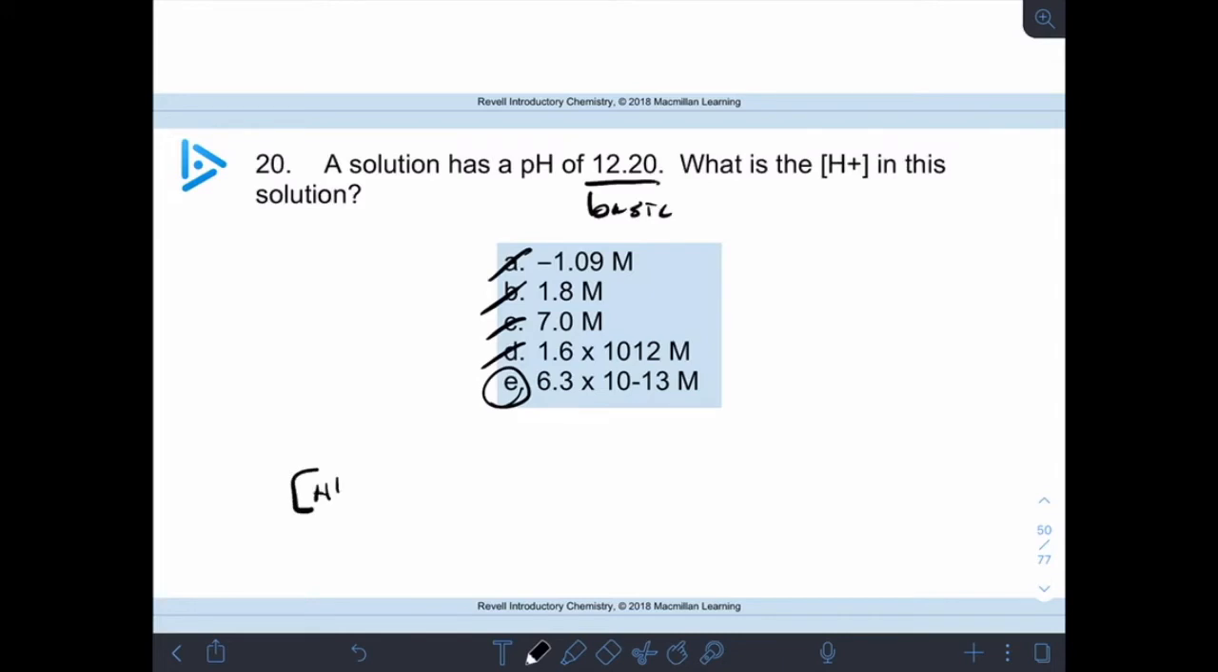So in order to find the H plus, it is 10 to the negative pH. So I can say 10 to the negative 12.20. 2 decimal places means that I should have 2 sig figs in my answer. And we're going to find that it equals 6.3 times 10 to the minus 13. Right? 2 decimal places gives us 2 sig figs.